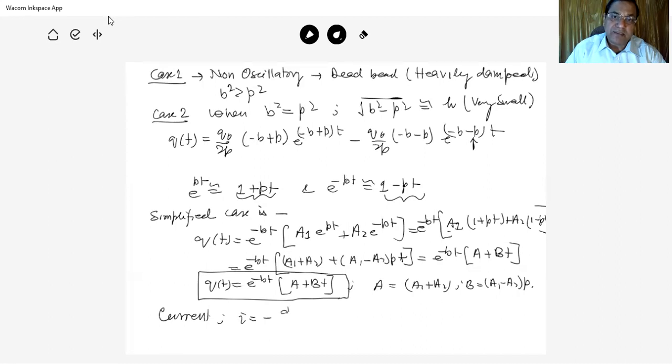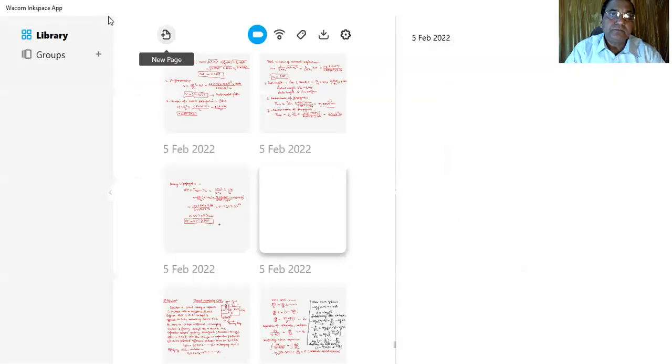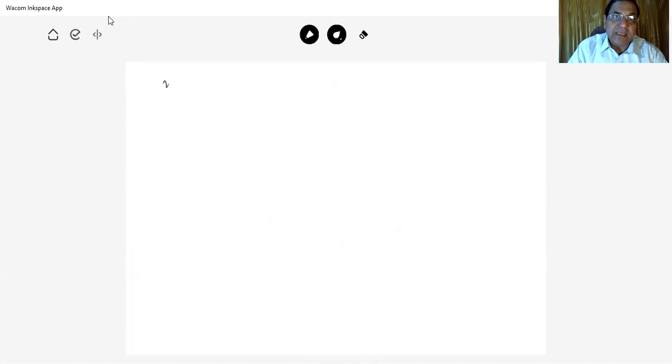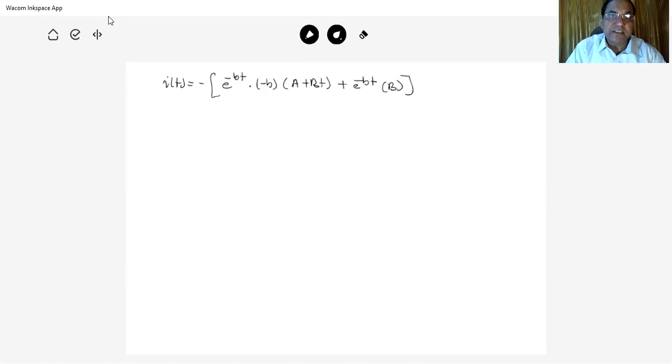और करंट के लिए, करंट क्या होगा, I is equal to minus dq by dt, इसको डिफरेंशिएट कर दें. तो जब इसको हम डिफरेंशिएट करेंगे, that is I of t is equal to minus e raised to the power minus bt into minus b into A plus Bt plus e raised to the power minus bt into B. तो जो एक्सप्रेशन हुआ, this is minus e raised to the power minus bt, कॉमन ले लें ये टर्म में, तो क्या हो जाएगा, this is minus b and A plus Bt, और यहां पे plus B. तो इसको सॉल्व करें और सिंप्लीफाई करें.